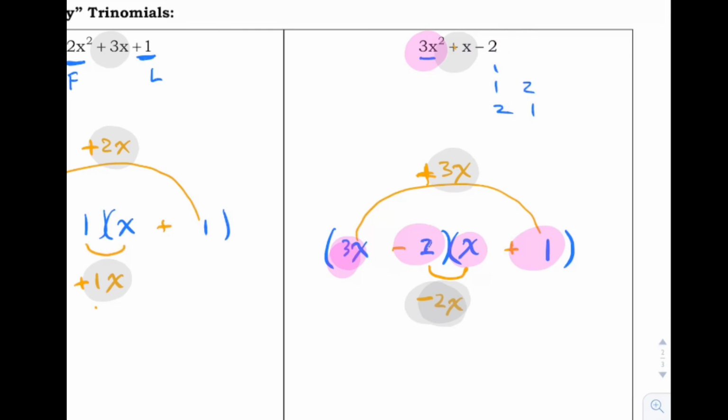There's our answer right there. Here we go. That looks good.